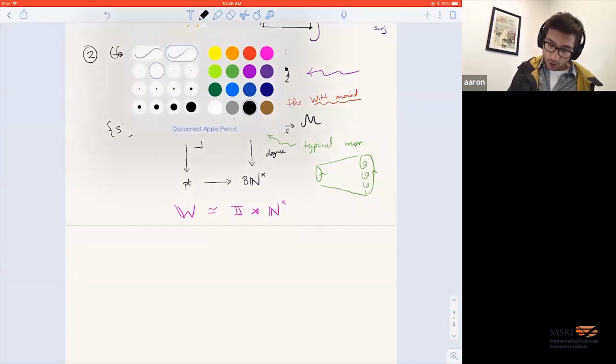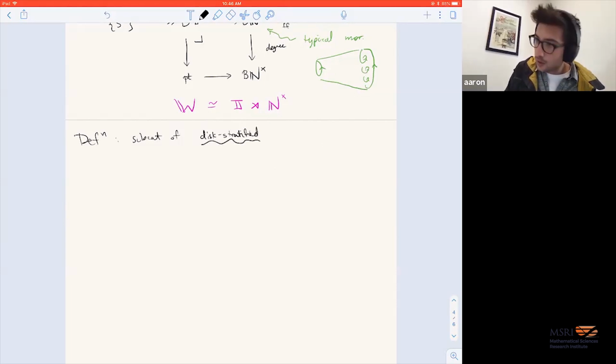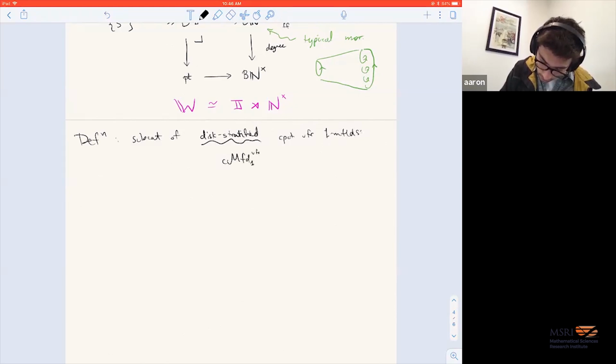Okay, so also inside of this infinity category M is a subcategory which is much easier. It's the subcategory of disk stratified compact variframed one manifolds. So Mfd^vfr_1, it has this subcategory D, same decorations. So this I'm just calling M. This I'll just call curly D.